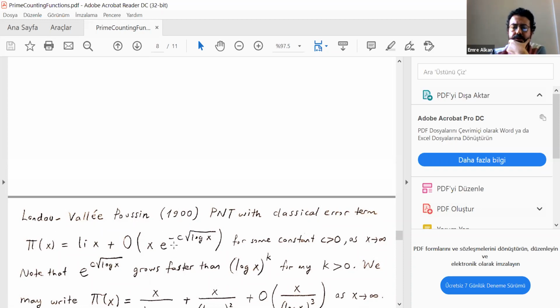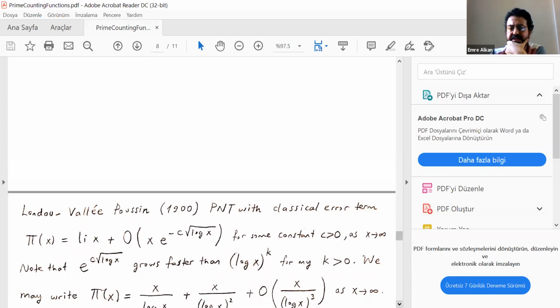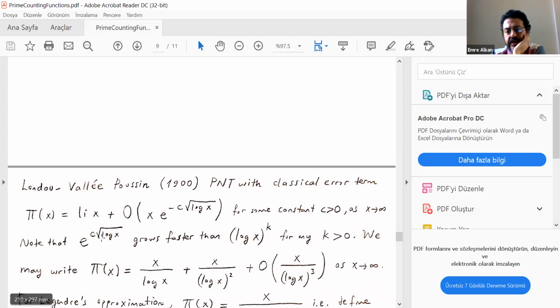Now, is this a good control? Now I start to give some insights here for you. So what kind of a function is this, e to the c times square root of log x? You can easily see that it grows faster than any power of logarithm of x. For any k positive, just take the log of both sides. So this is like log, but this is like square root of log. So this is a lot faster, and I'm dividing by that here because of that minus sign.